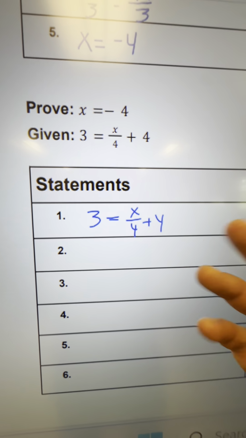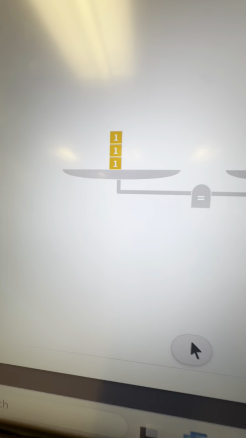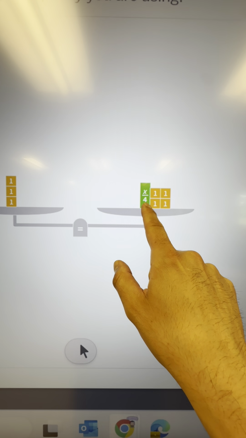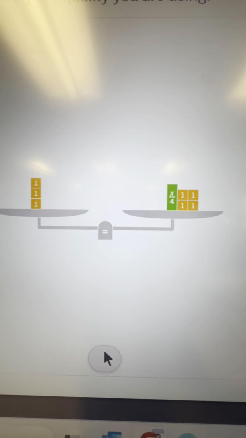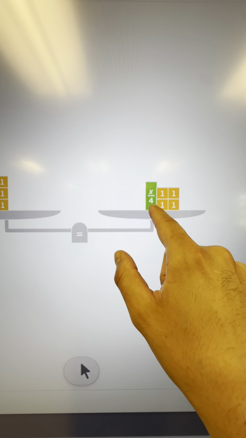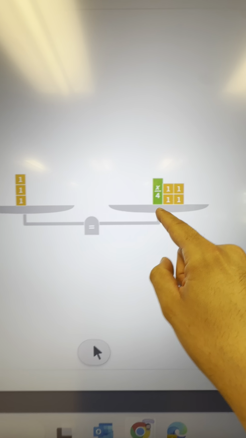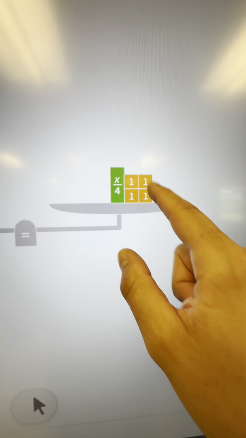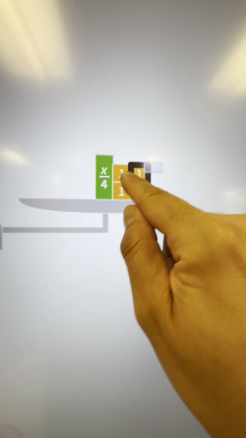So now we want to solve for x. So let's jump over to the model on Desmos. 3 equals x over 4 plus 4. Our goal is to isolate the variable, which in this case is on the right side of the equation. So I want to first get rid of the ones that are on the same side as my variable. So I'm going to get rid of these 4 positives.